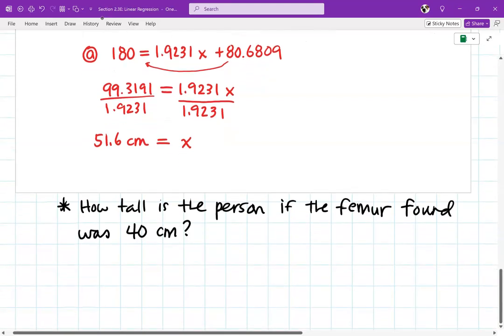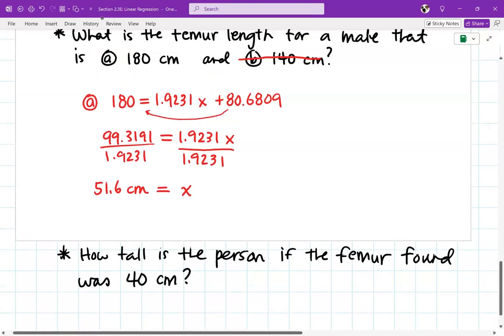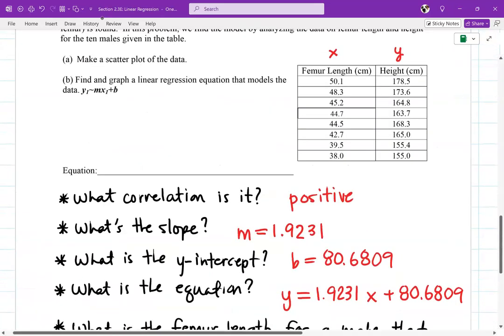So I expect their height to be somewhere between 155.4 and 165, according to the chart. It's going to be somewhere in between there, okay? Because I said a 40 centimeter femur. Notice, I don't have a 40 centimeter femur. It's in between here. So I expect them to be between 155.4 and 165. That would be my expectation. If they come out to be like 130, I would check my work, because that doesn't make sense, right? The bigger the femur, the taller they're growing, right?